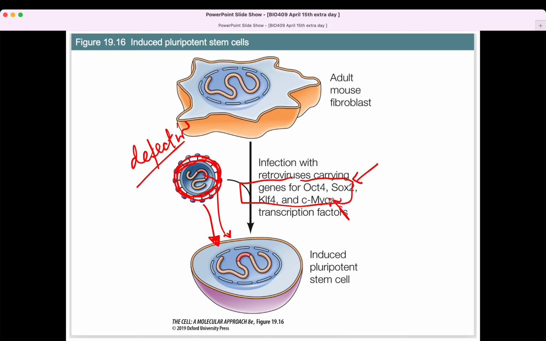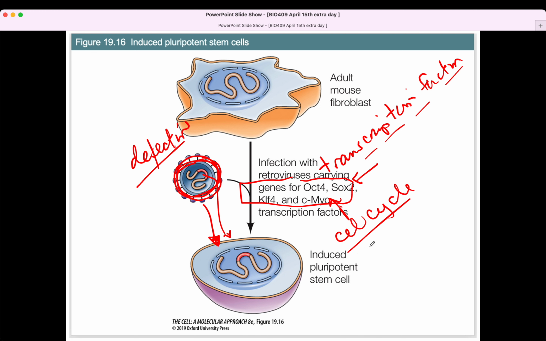Now, what do we want to know about these? Here's what we want to know about them, is that all 4 of these are transcription factors. And that's not surprising, because transcription factors are going to activate several genes. And to be a stem cell, we want to activate several genes. Then the next thing to say about them is MYC will stimulate the cell cycle.